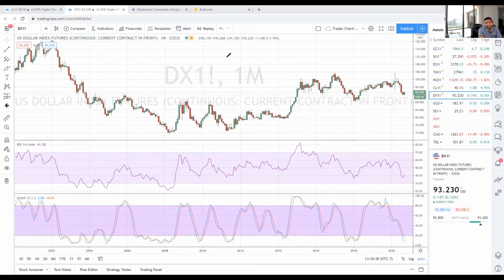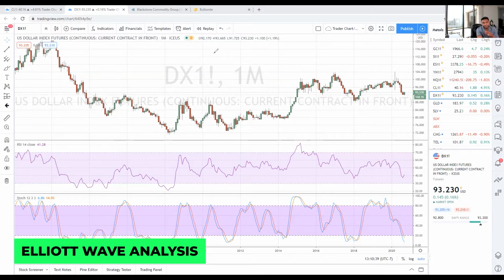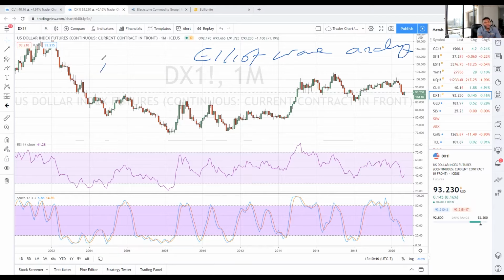Because if we look at an Elliott wave analysis, and if you look at the three major waves, this could be wave one that happened from 2002 to 2008, where the market dropped more than 50% in the dollar. The counter trend wave is this. And could this be the beginning of wave three?